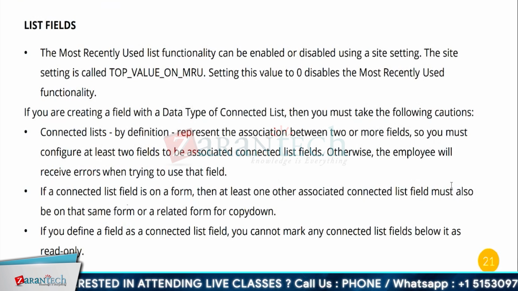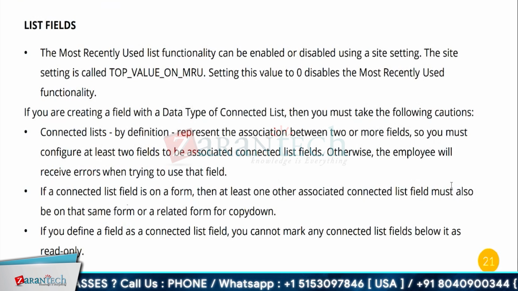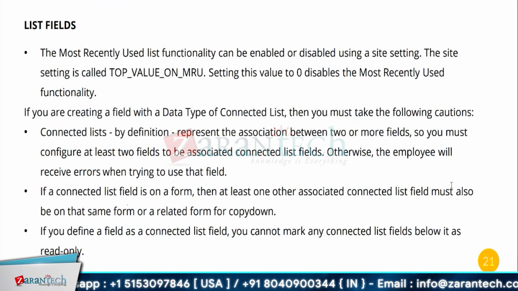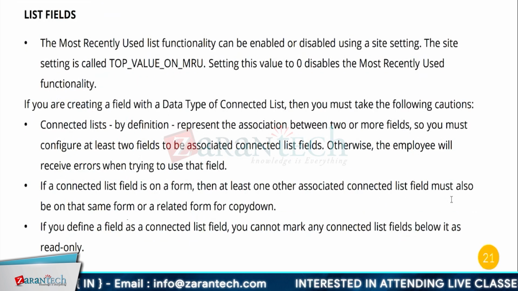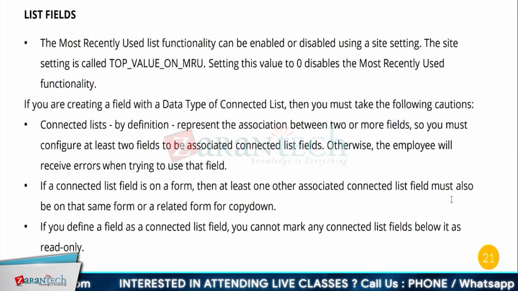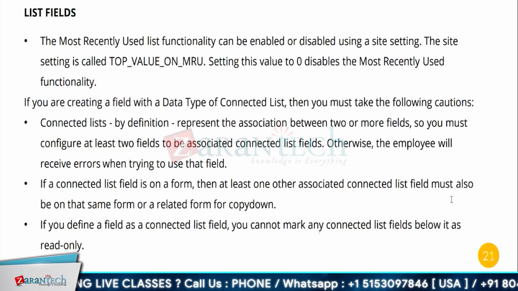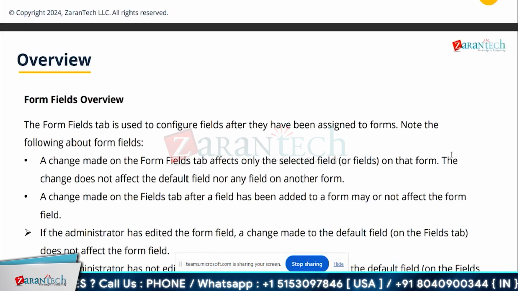If a connected list is on a form, then at least one other associated connected list field must also be on the same form or a related form for copy down. If you define a field as a connected list field, you can mark any connected list field below it as read only. Okay, let's do one exercise.